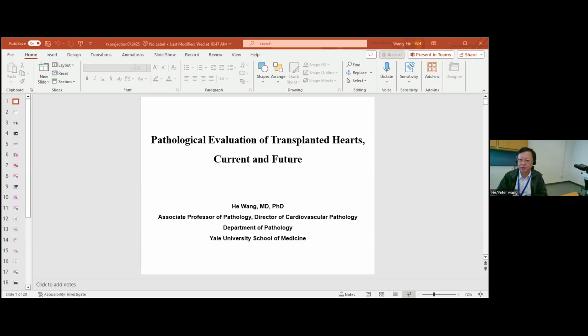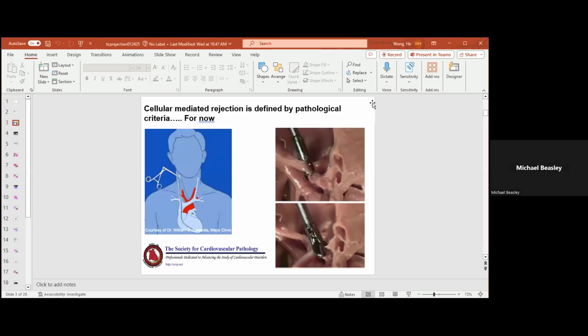I think you guys are very familiar with this slide. So cellular mediated rejection is still defined by pathology, at least for now. Some new technology. We're just seeing the first slide still. I don't know if we just see the PowerPoint and the first slide that says pathological evaluation. Yeah, there we go. Okay. You see the second slide now? Yeah, now we see it.